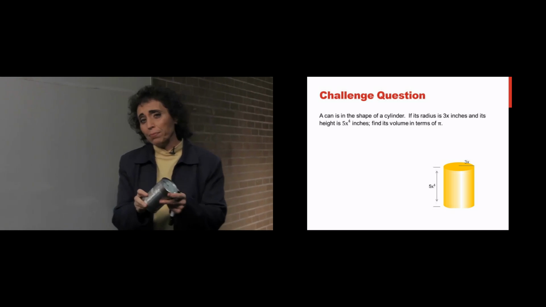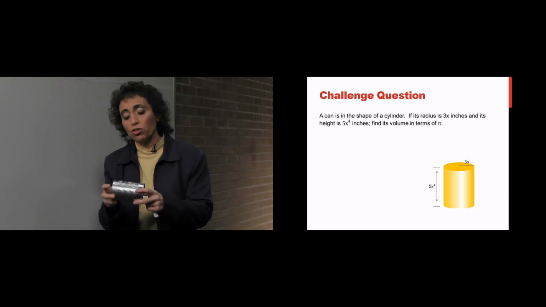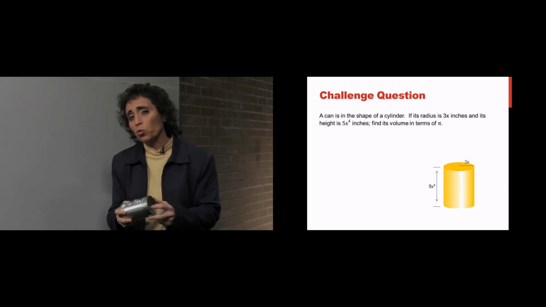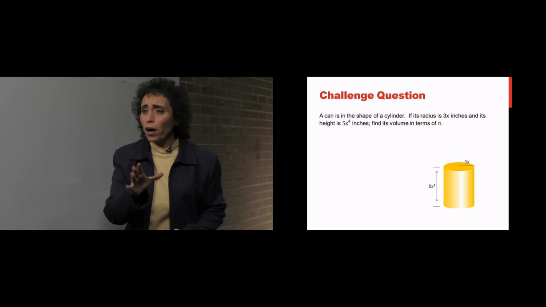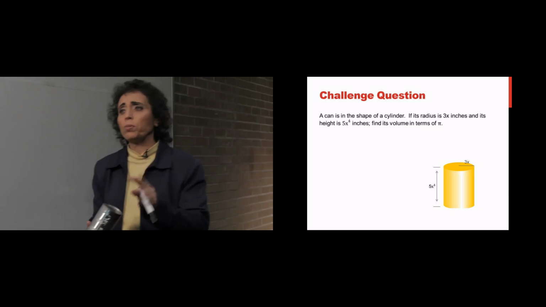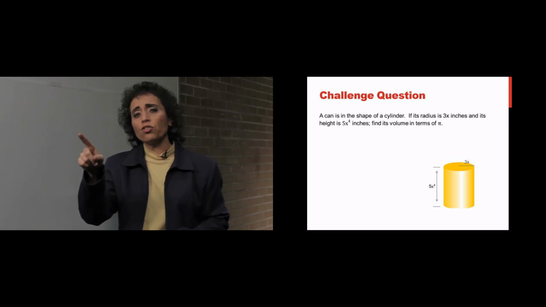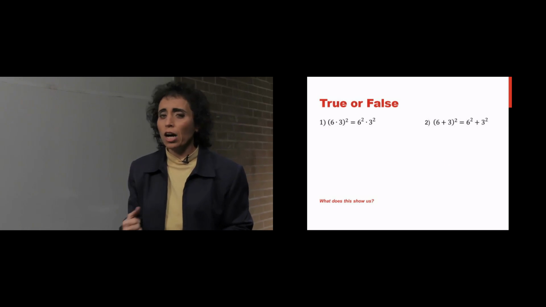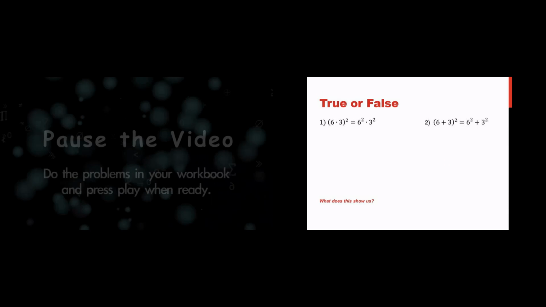Before we do that, because remember that pi r squared h is the formula for volume, that means we're squaring something. I know you know how to square it, but there might be an easier way to do that. So let's take a look at this next piece of information. I would like you to answer these next two, true or false, in your workbook, and come back and we'll talk about them.